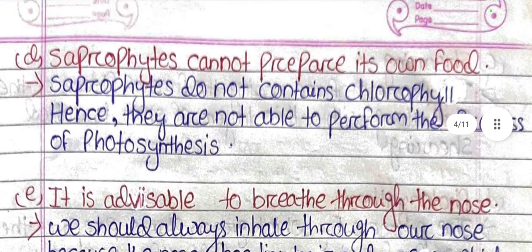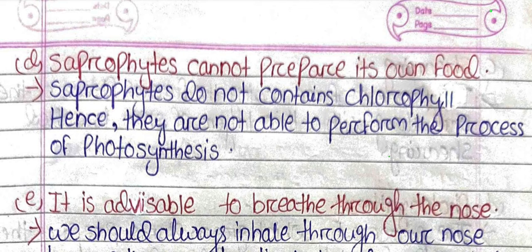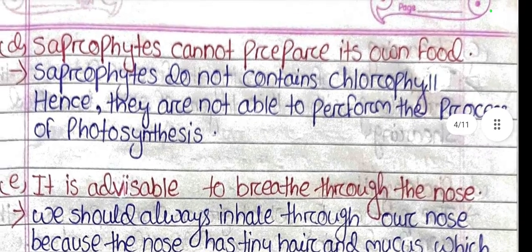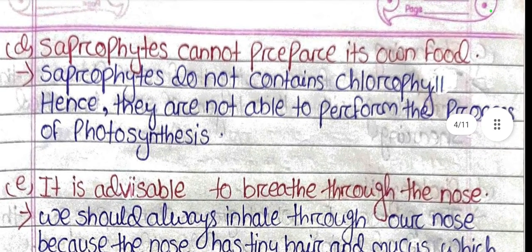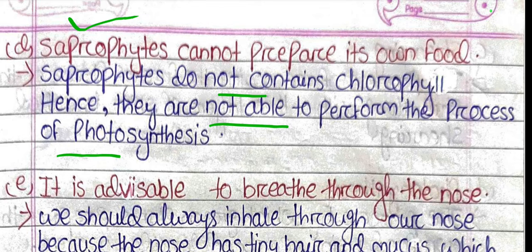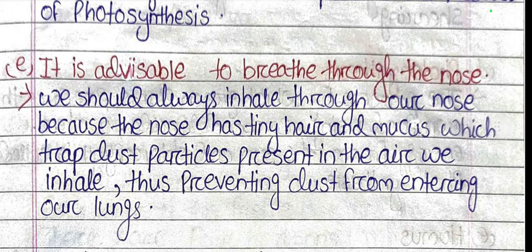The next question is: saprophytes cannot prepare their own food. Saprophytes do not contain chlorophyll, hence they are not able to perform the process of photosynthesis. It is advisable to breathe through the nose. We should always inhale through our nose because the nose has tiny hairs and mucus which trap the dust particles present in the air we inhale, thus preventing dust from entering our lungs.